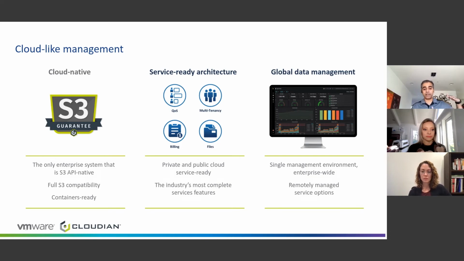A lot of you guys have heard of AWS S3. Well, AWS S3 is the product, and S3 API is the API set that they invented, and they've made it available to the community. Cloudian swears by the S3 API and is built on the S3 API natively, right?